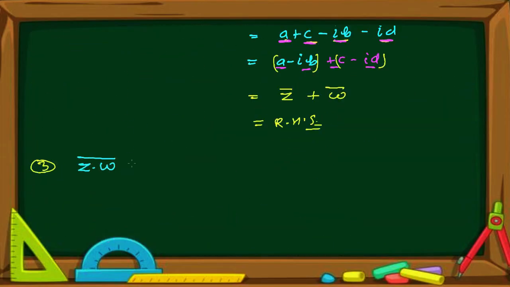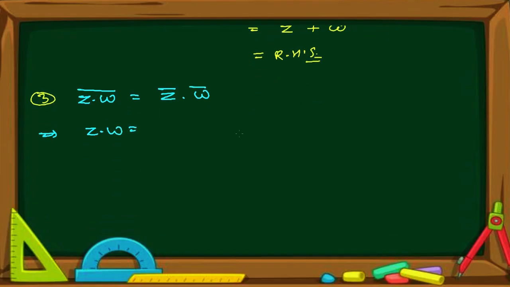Conjugate of the product of two complex numbers is equal to the product of the individual conjugates of those complex numbers. All right. So here, let me show you first Z times W. Let me first find it, and then I will show you how it is equal to the individual product of them. So Z is A plus iB and W is C plus iD. When you multiply two complex numbers, it's going to be x1 x2 minus y1 y2. So it's AC minus BD.